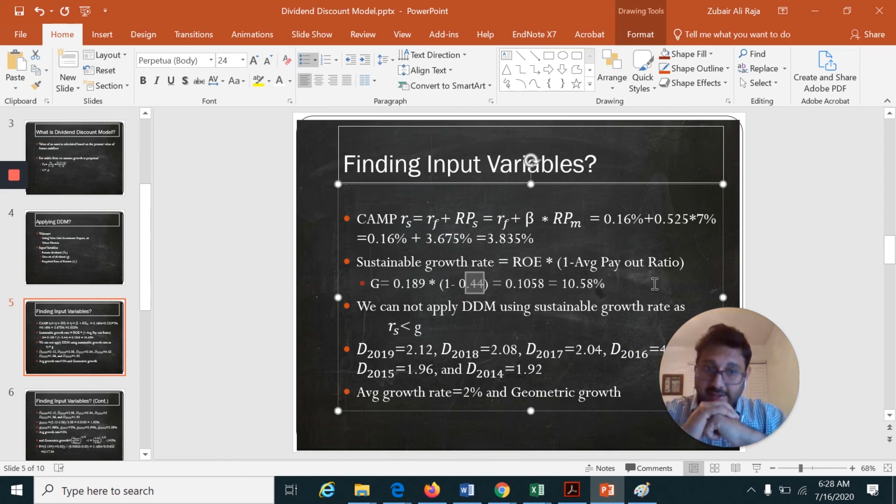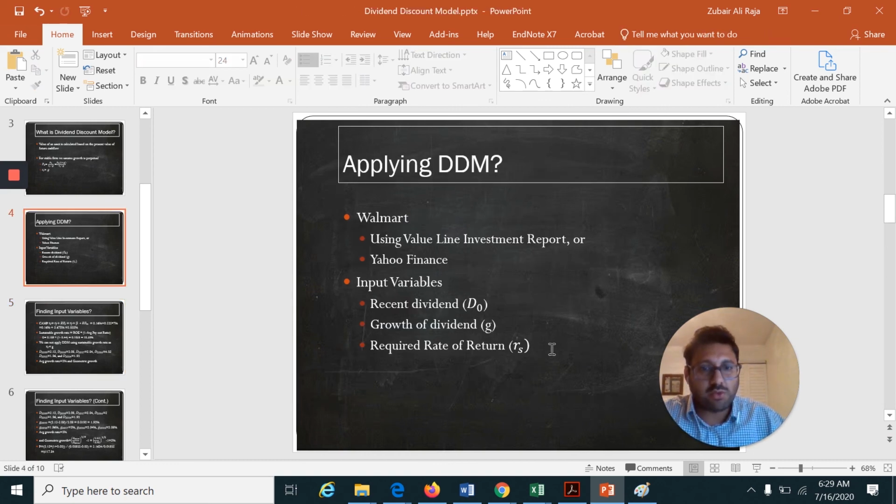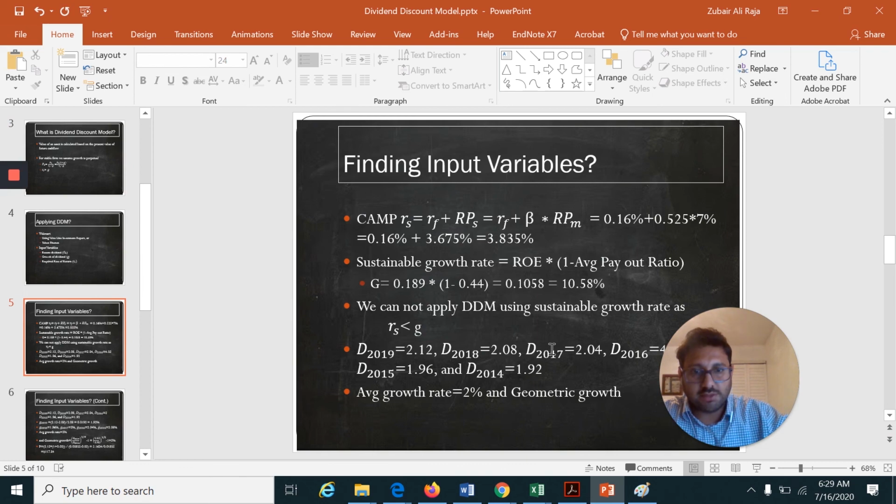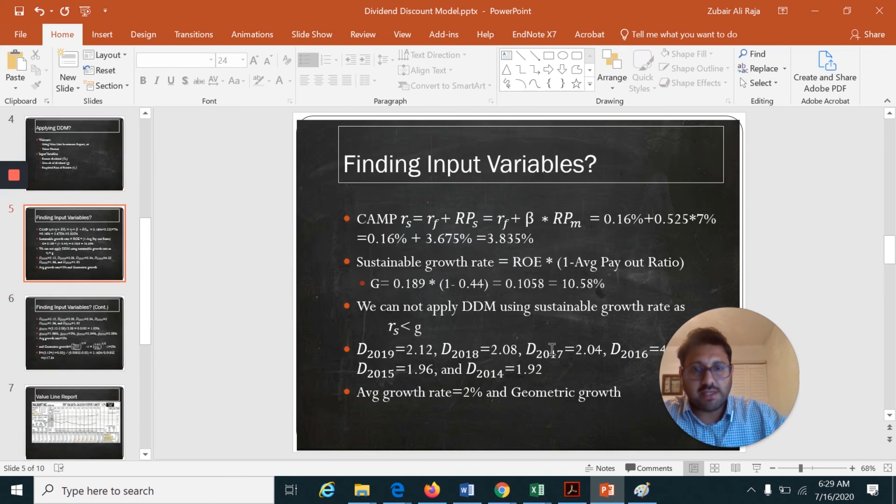So can we apply the dividend discount model using the sustainable growth rate? We cannot apply the dividend discount model, because in order to apply the perpetual dividend discount model, our growth rate should be less than the required rate of return on the Walmart stock. So over here, Rs is not greater than growth. In fact, growth is greater than the required rate of return on the Walmart stock. If that happens, we cannot apply it. So we need to find some other way to find the growth of the dividend.